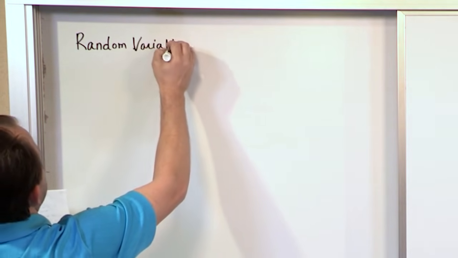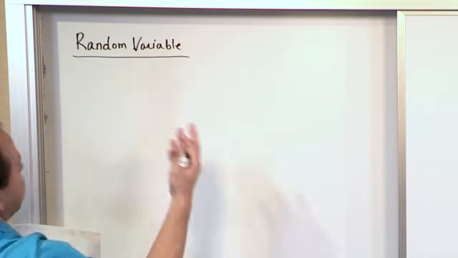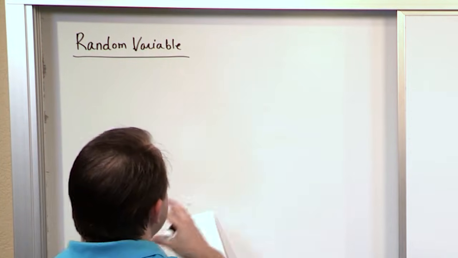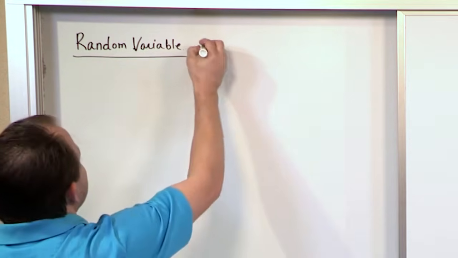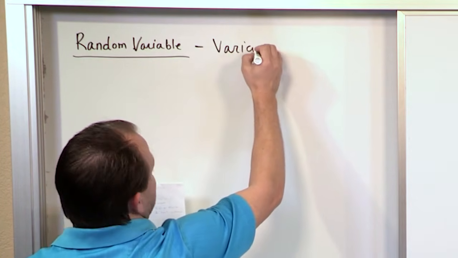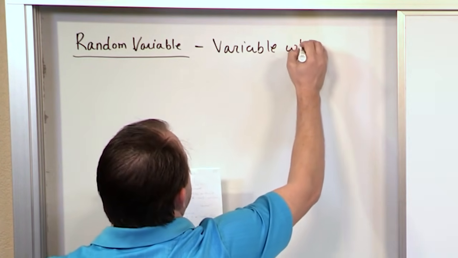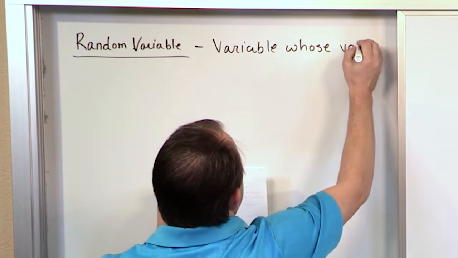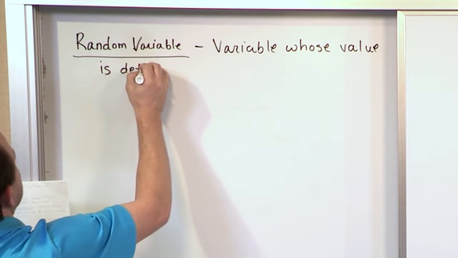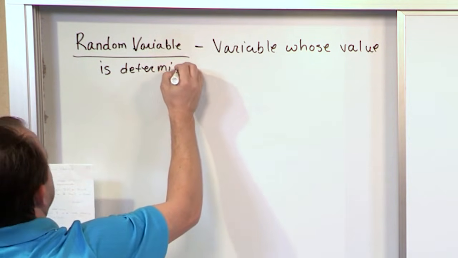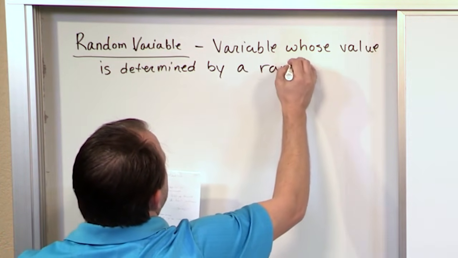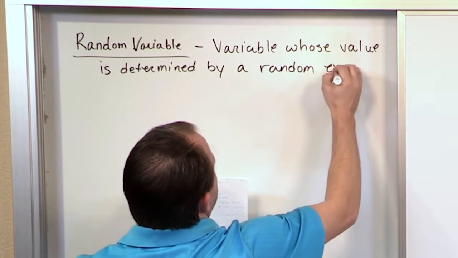In algebra, a variable is just something that can change or take on different values. The word variable means that it can change. But in statistics, a random variable is a variable whose value is determined by a random experiment.